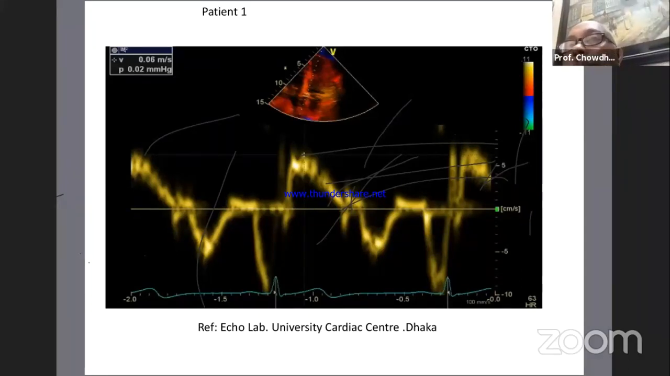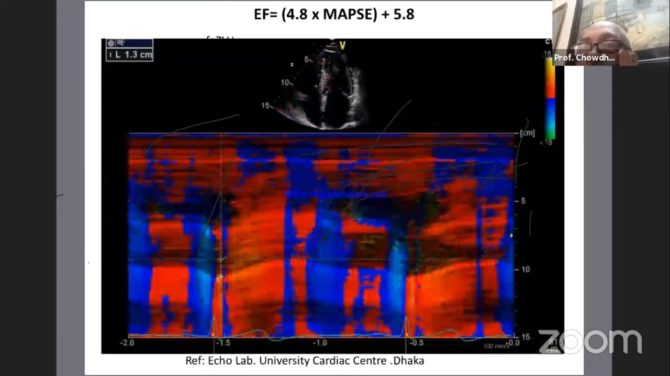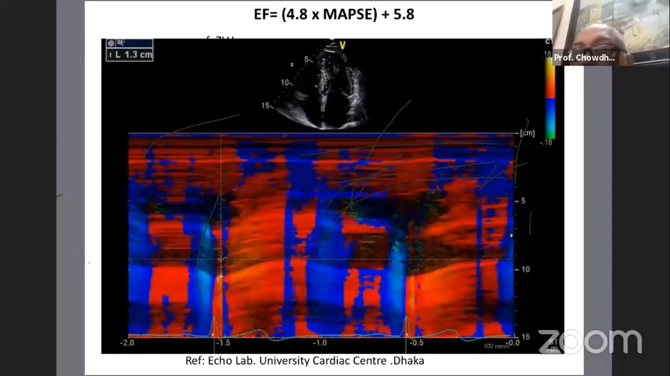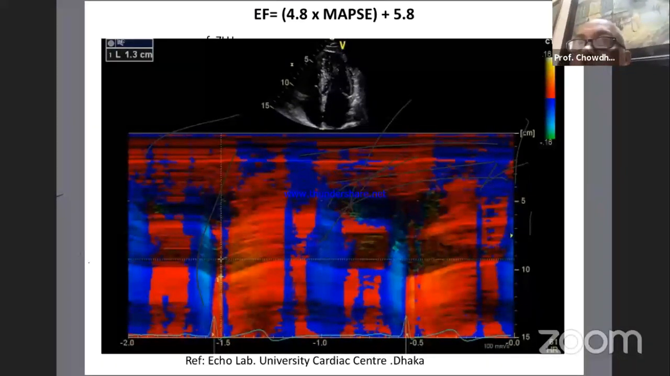Yes, okay, sure. This is the tissue Doppler method where we can see the S wave. The pointer is at the tip of the S wave, S prime. This is similar to that of TAPSE in the right ventricle. This is known as MAPSE. We can have a quick look at this MAPSE to be sure about whether our result is near to accurate. This is MAPSE.